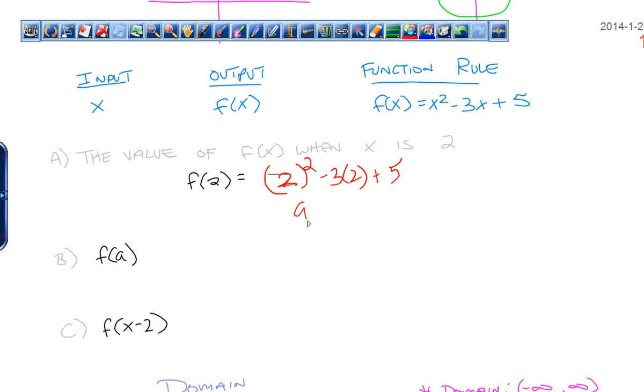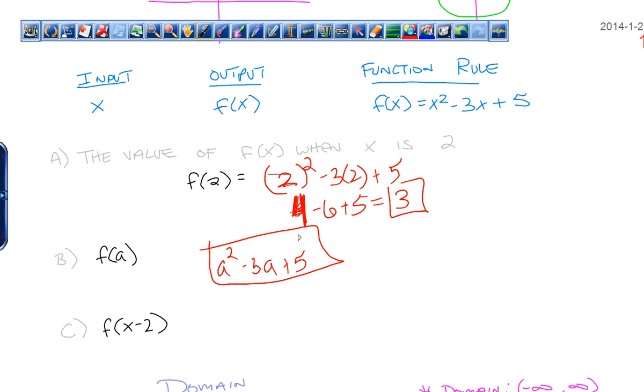So I get 9 minus 6 plus 5. That is going to give me 9 minus 6 is 3. I made a mistake somewhere because that's 4. Cool. So 4 plus 5, 9 minus 6 is 3. Awesome. When you have f of a, just take a and put it in. So a squared minus 3a plus 5. And that's it. And then the last thing is when you have x minus 2, just take x minus 2 and put it in. So you got x minus 2 squared minus 3 times x minus 2 plus 5.